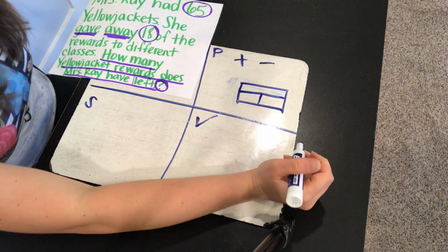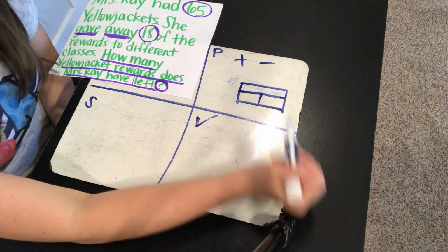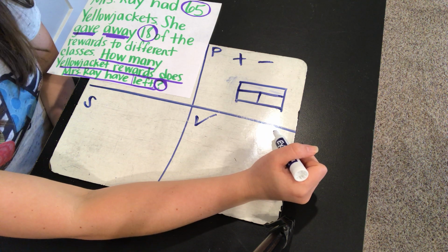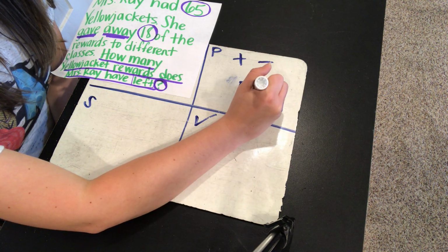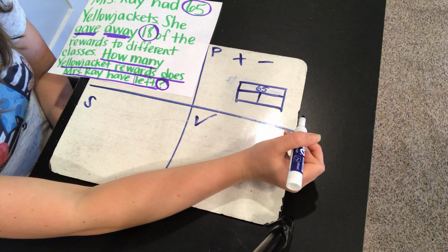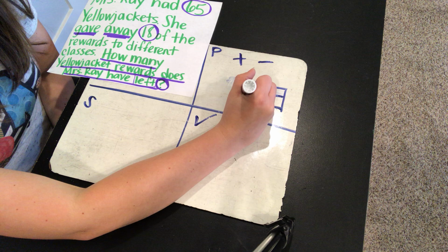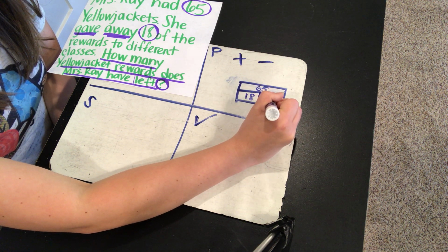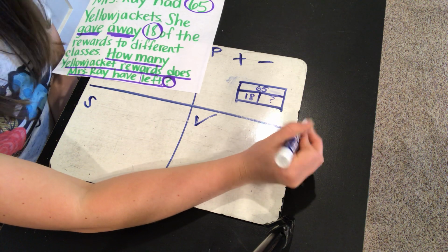All right, so do we know the whole here? Do we know how many we started with? Miss Ray started with 65, so that's the whole. We know she gave away 18, so that's one of the parts. We're trying to figure out how many are left, the other part.